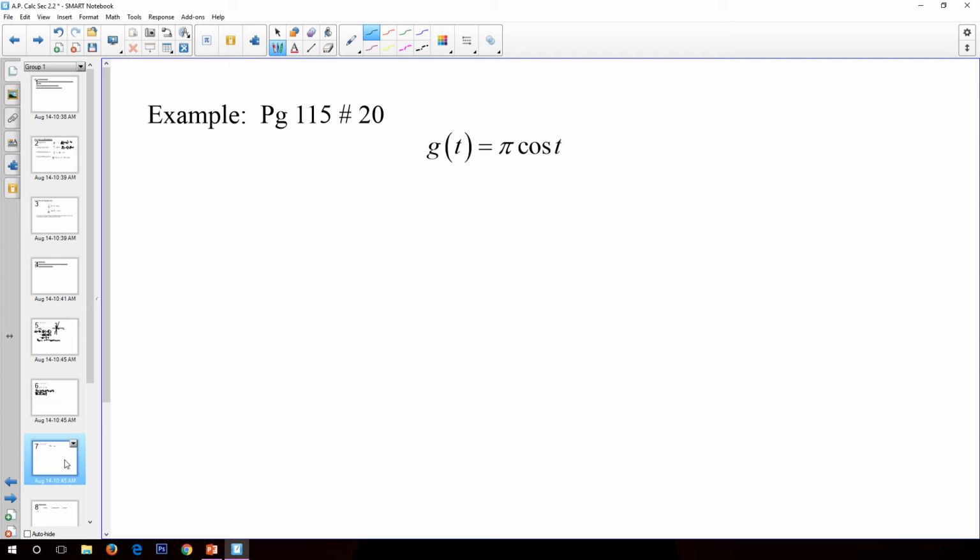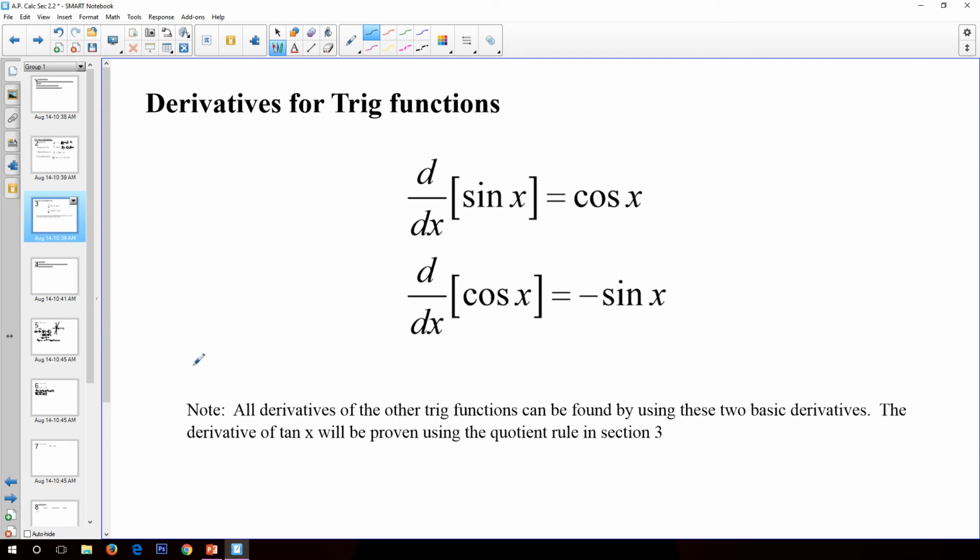I think I skipped my trig function. No, I didn't. For some odd reason, I thought I skipped those.